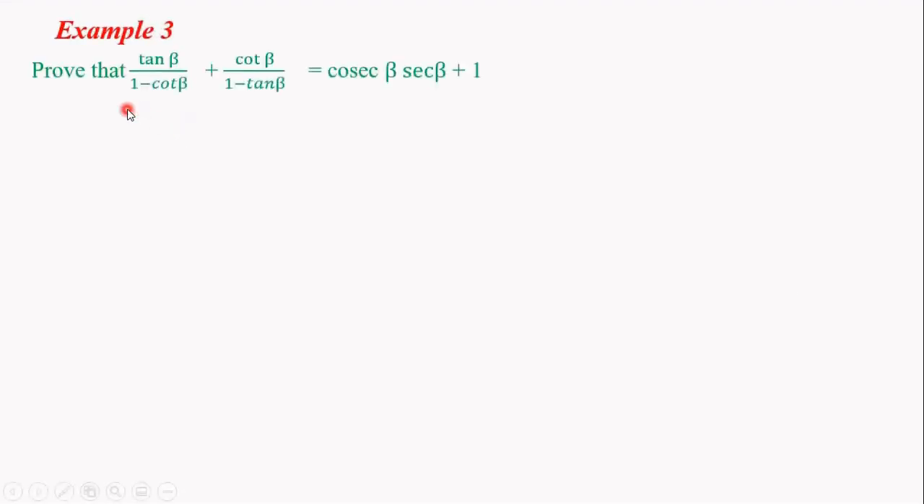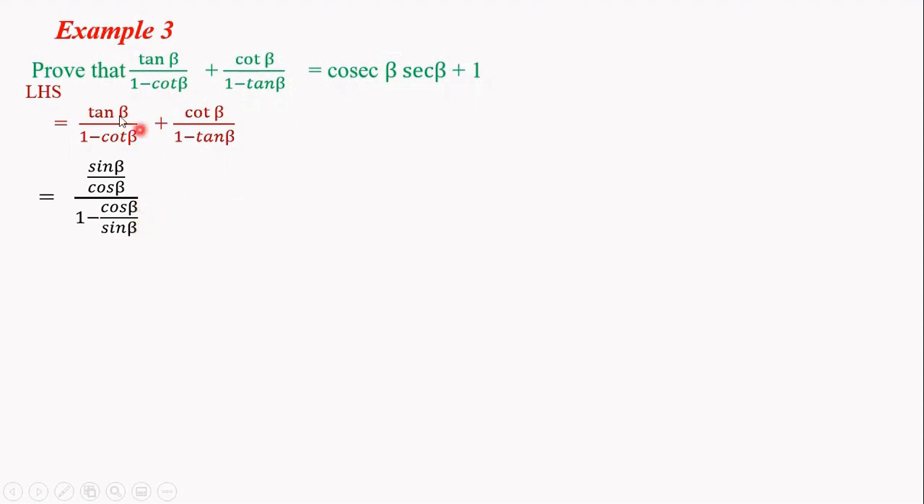Example 3. Prove that tan beta by 1 minus cot beta plus cot beta by 1 minus tan beta equals cosec beta sec beta plus 1. In this sum, we are going to start from the left hand side. Here it is.